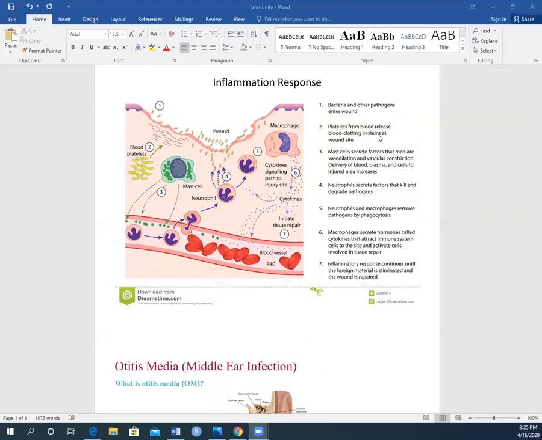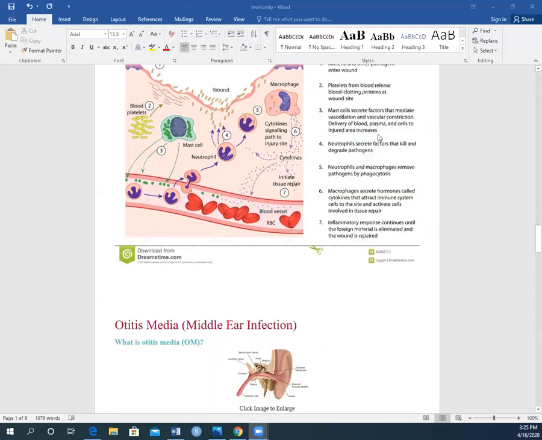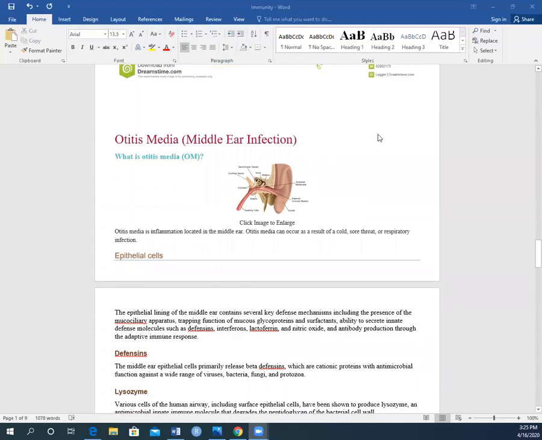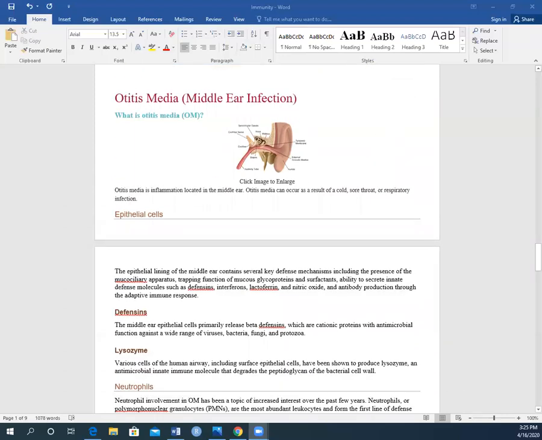Okay, you'll also have the release of cytokines, which attract other immune system cells to this site to take care of any other pathogens still located in the injury site, and to create tissue repair. The inflammation response is going to continue until the foreign material is eliminated and that wound site is repaired. Okay, so let's go into talking about some of the diseases.